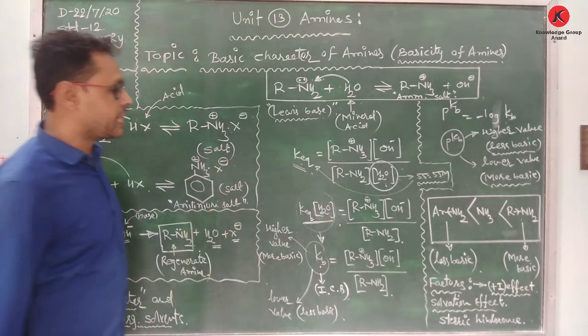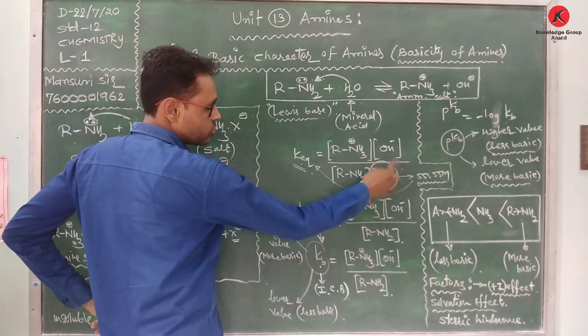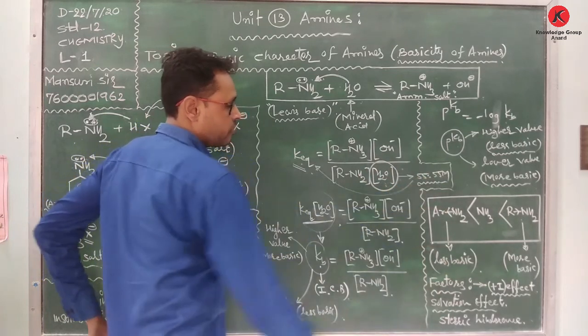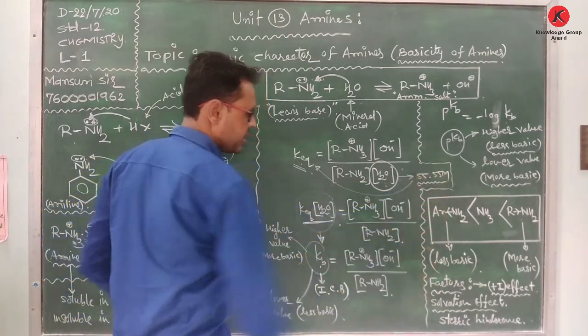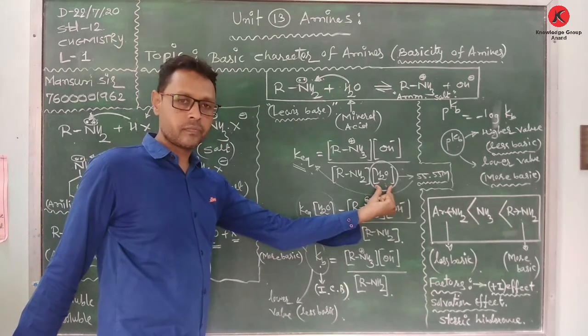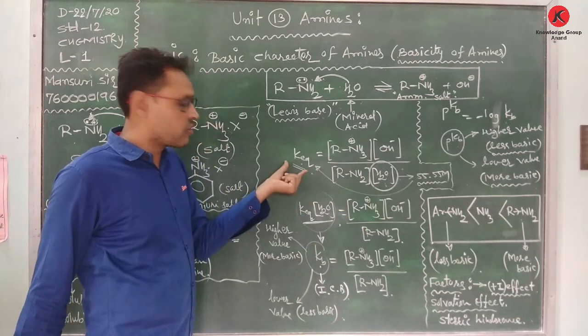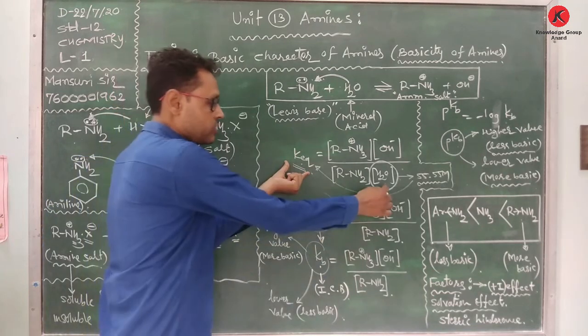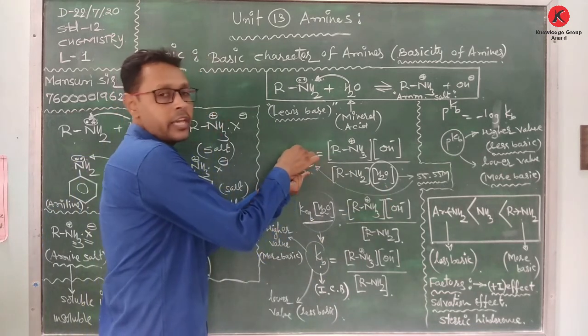Kb is nothing but the ionization constant of base. Here again, the concentration of water is 55.55 molar, so this becomes constant. Now this constant goes with K eq.